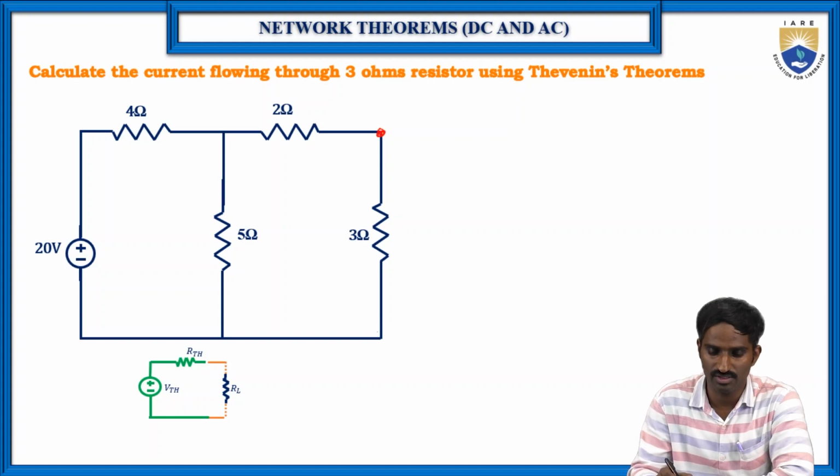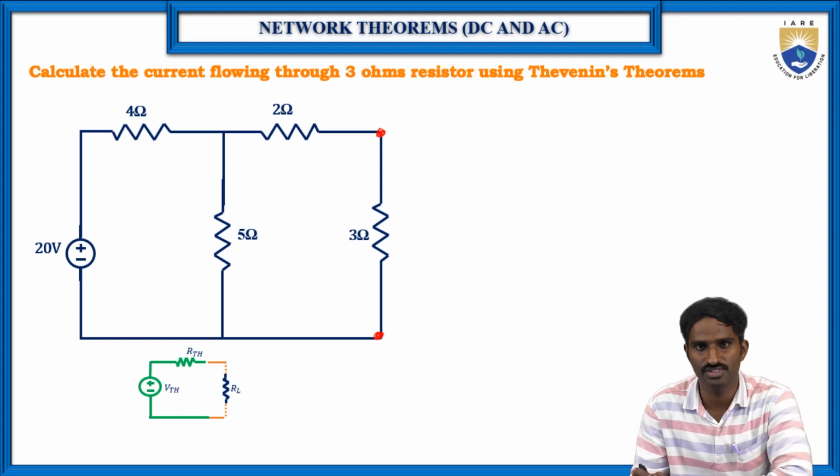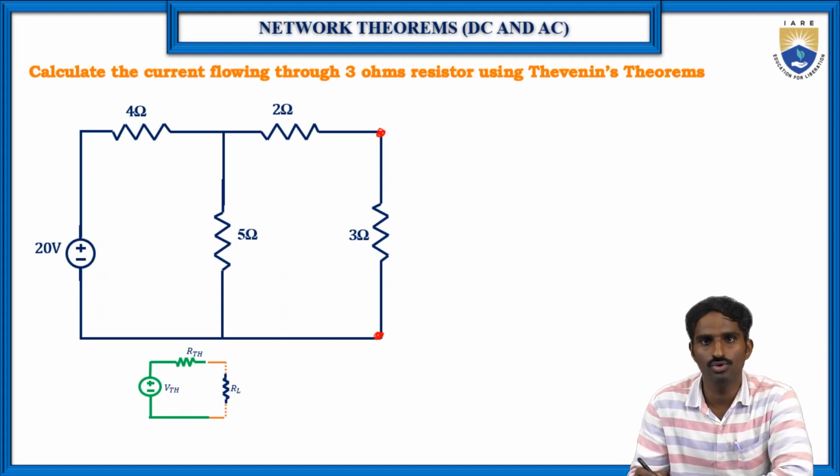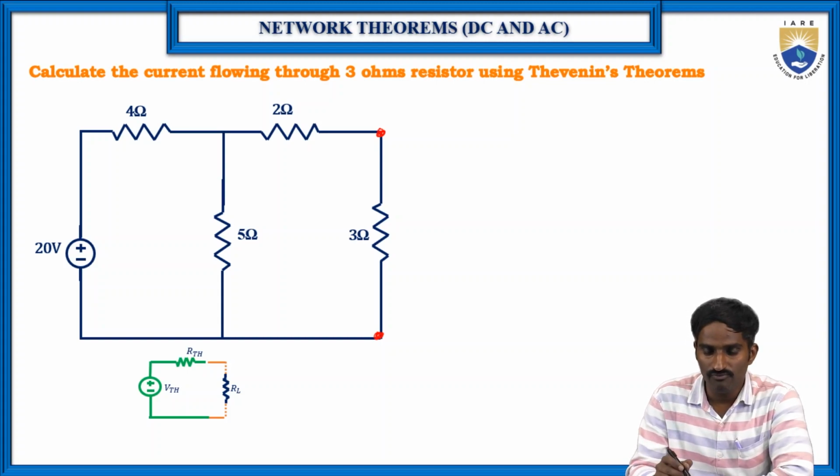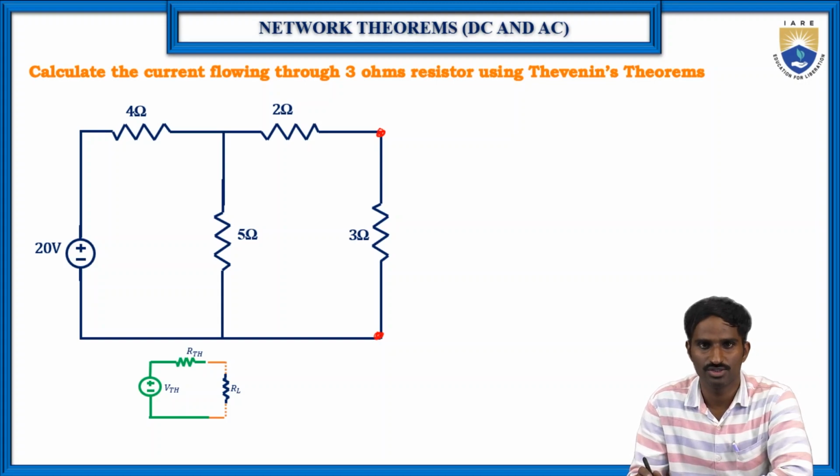These two are the load terminals. So we should find the equivalent resistance, which is R Thevenin, across these two load terminals. When the voltage sources are replaced by a short circuit and current sources are replaced by an open circuit. Here we don't have any current sources. Only one voltage source is there, and this voltage source must be replaced with a short circuit.